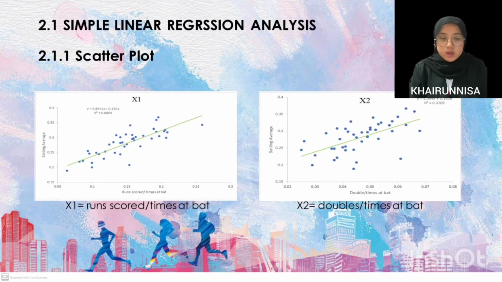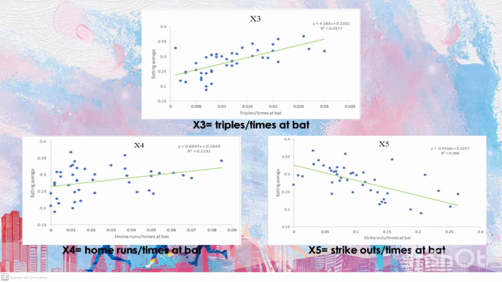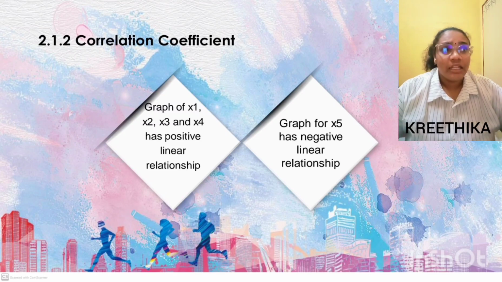First of all, we have the scatter plot. In the scatter plot, we must search the relationship between two variables, which is the dependent variable y and the independent variable. I'm going to present about the correlation coefficient of simple linear regression. Based on the graph, x1, x2, x3, and x4 have a strong positive linear relationship, while x5 has a strong negative linear relationship. It means that for positive linear, the variation in the dependent variable y is accounted for by the variation in the independent variable x. Whereas for the negative linear, it means that the two variables tend to move in opposite directions.